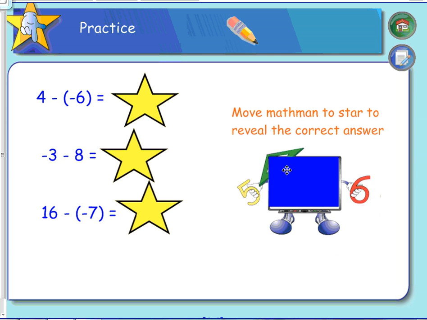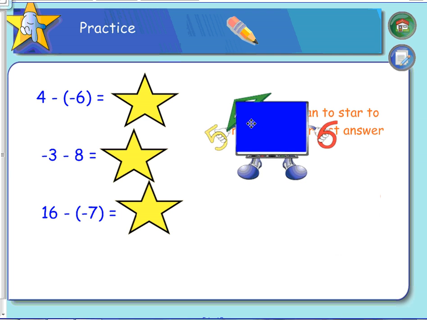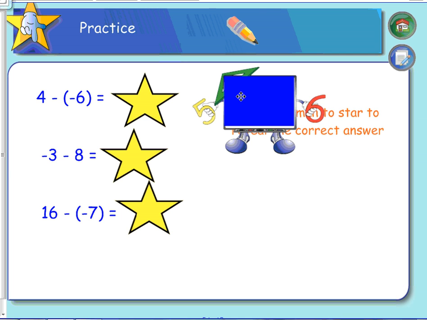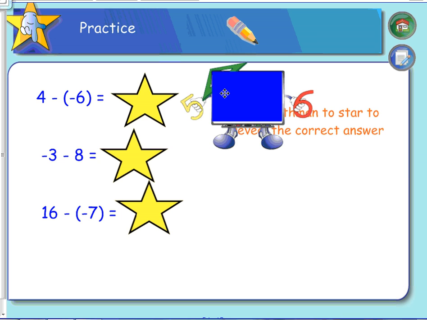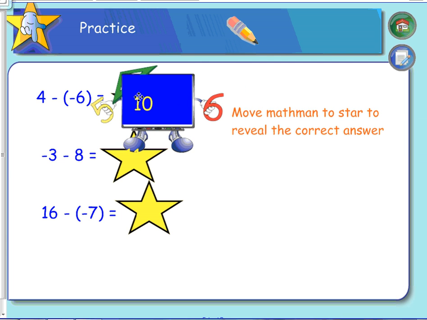So I have my little math man, and we're just going to go over and see what the answers are. So we have 4 minus negative 6. 4 minus negative 6 is positive 10 because we leave, change it to a positive, and the opposite of negative 6 is 6. So then the problem would become 4 plus 6.